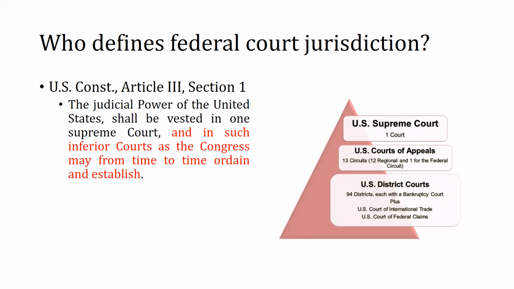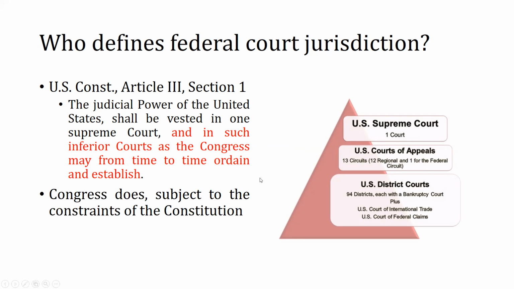Okay, so these 13 courts of appeal are places where the US district courts and bankruptcy courts and additional first instance courts where cases originate can appeal as an intermediate matter. And then from the courts of appeal, if you're still not satisfied with the outcome, you can take your case to the US Supreme Court, who may or may not choose to hear your appeal. So all of the jurisdiction of these different courts is defined by Congress. That's the basic answer. Who defines federal court jurisdiction? Congress does, subject to the constraints of the Constitution.